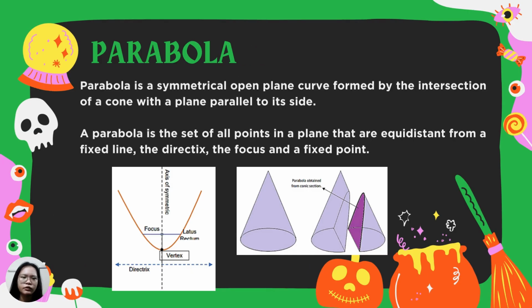Now let me introduce another type of conic section, which is the parabola. A parabola is a symmetrical open plane curve formed by the intersection of a cone with a plane parallel to its side. A parabola is the set of all points in a plane that are equidistant from a fixed line, the directrix, and a fixed point, the focus.